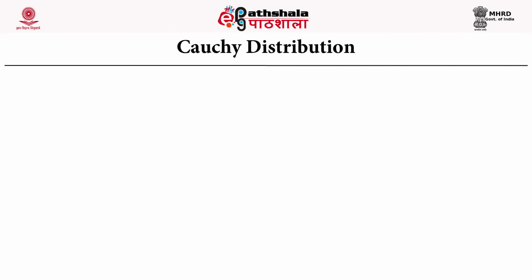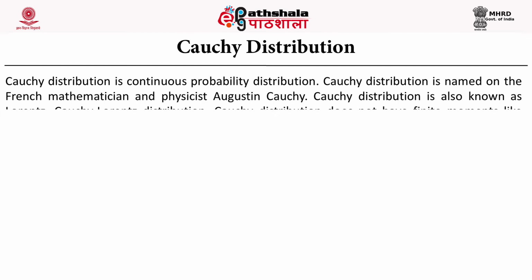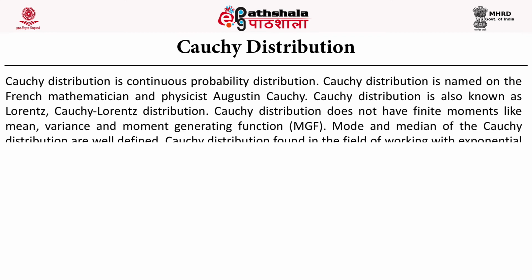So we have another continuous distribution, that is the Cauchy distribution. The Cauchy distribution is a continuous probability distribution, named after the French mathematician and physicist Augustin Cauchy. It is also known as the Cauchy-Lorentz distribution. The Cauchy distribution does not have finite moments like mean, variance and moment generating function. The median and mode of the Cauchy distribution are well defined. The Cauchy distribution is found in fields working with exponential growth.